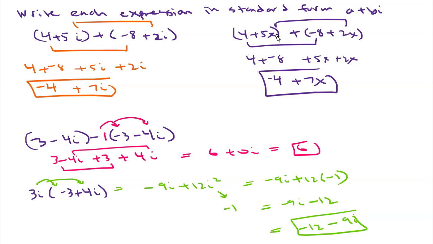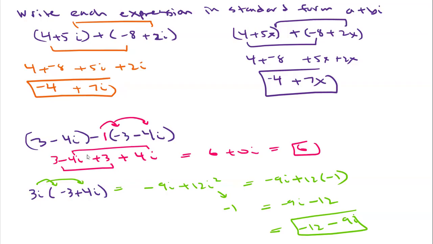If I just change the i to x's, I can easily simplify this, right? Because 4 plus -8 will give me -4, and 5x plus 2x will give me 7x. So I'm just combining like terms. I'm going to do exactly the same thing for imaginary. I'm going to have 4 plus -8, which is -4, and 5i plus 2i is going to give us 7i. Okay? So our answer here will be -4 plus 7i.